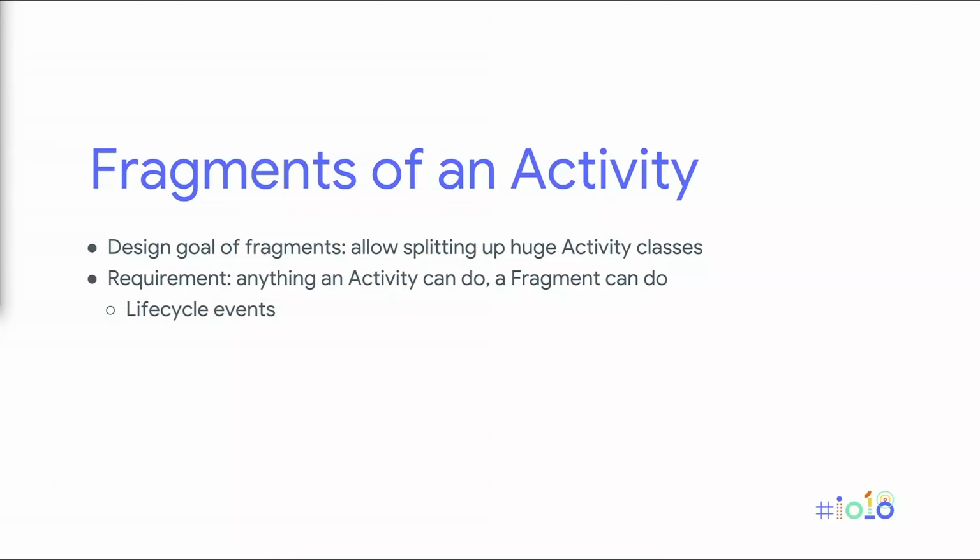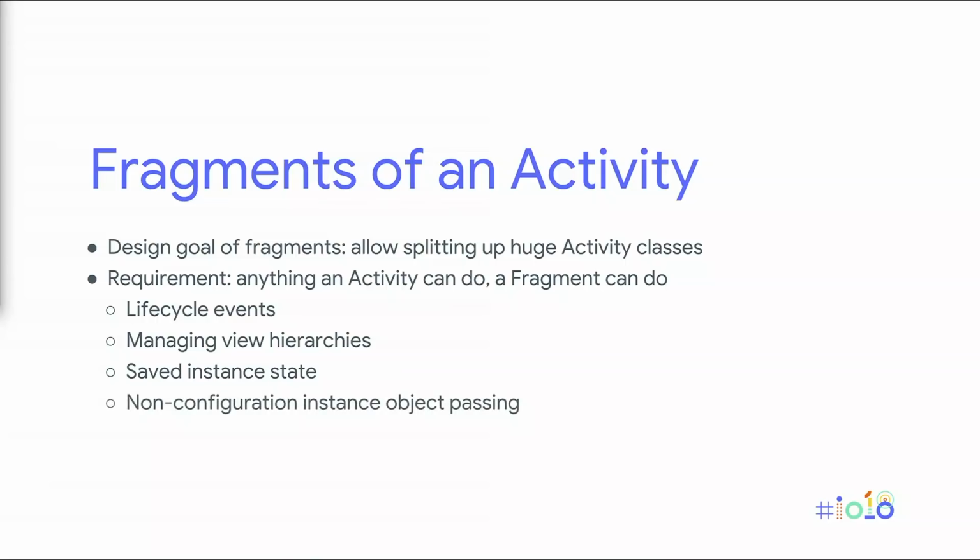That meant that you needed to have lifecycle events. That meant that you needed to be able to manage a view hierarchy. It meant that you needed to be able to deal with saved instance state, so packaging everything up into a bundle or parcelables so that if your application got killed in the background, you could restore from that in a clean way. And other things as well, like non-configuration instance object passing. That's always a mouthful, but it's the way that you can pass any old object back and forth across a configuration change that doesn't actually kill your process.